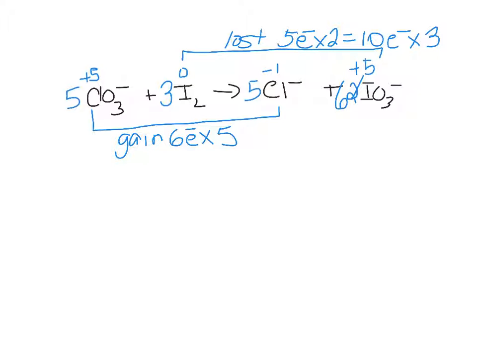So now, figure out how many oxygens you have on both sides. So we've got 15 on the left and 18 on the right. So how many waters do you want to add to the left side? 18 minus 15 is 3. So plus 3 H2Os, which means you're adding 6 H pluses to the right.